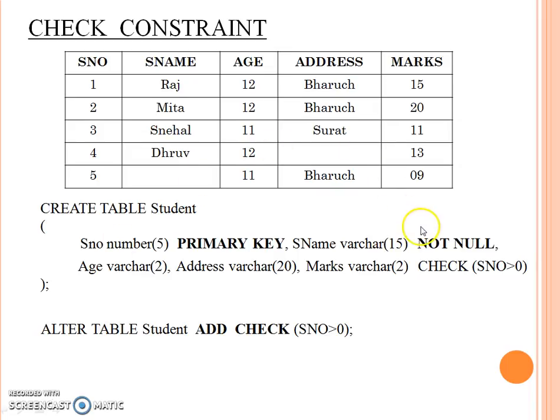Check constraint. To check that a particular column meets a particular criteria, we have a check constraint in SQL. So if I am writing check S number greater than 0, that means none of my student ID numbers can be 0. It should be any value, but it should be other than 0. This was at the time of creation, but if I have to give it for a table that is already created, that is done using an alter statement. The alter statement will be as follows: alter table student, add check, for the column S number, and the condition to be checked is S number greater than 0.